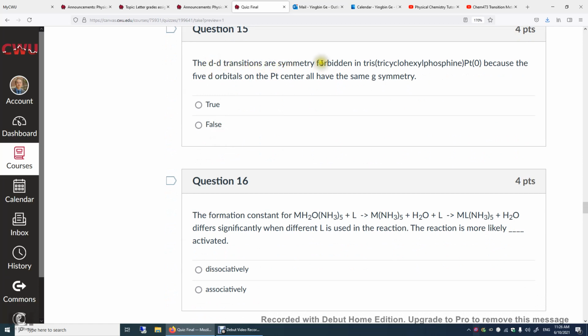The d-d transitions are symmetry forbidden in tris(tricyclohexylphosphine)platinum because the d orbitals all have the same g symmetry. This is false because if you look at this complex, it belongs to the D3h point group. There's no inversion center in this point group. So the d orbitals on the platinum center are distorted. They no longer have the g or u symmetry. Neither g or u.